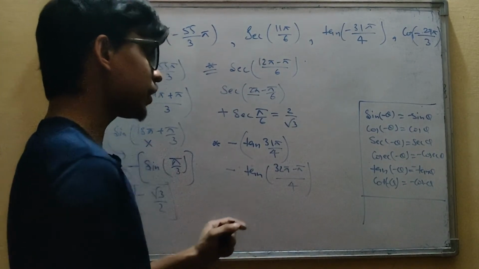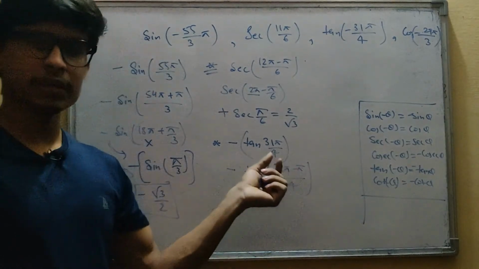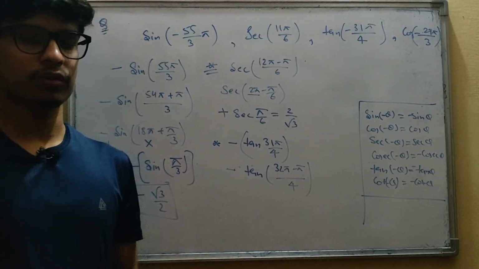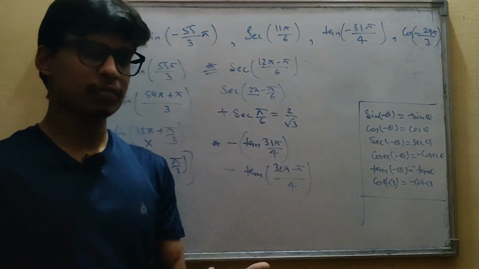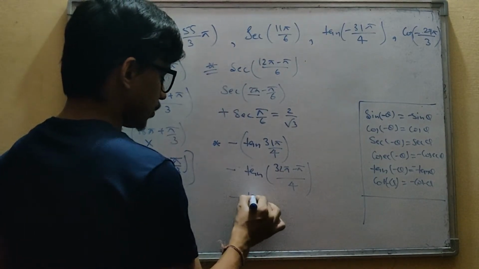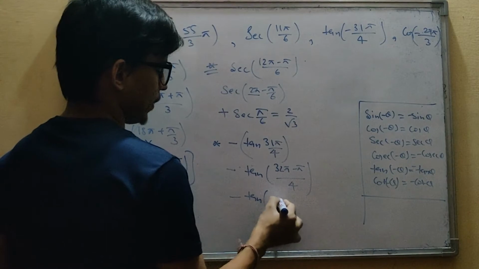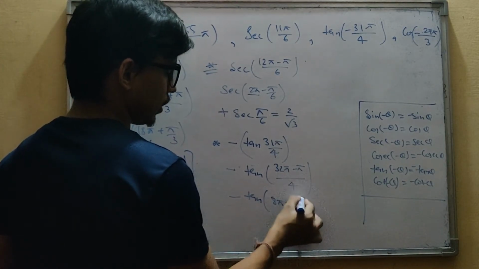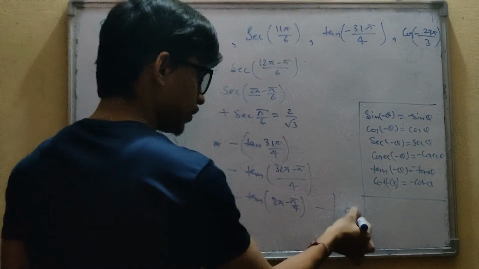So always remember that you have to split it in such a way that it is nearest to the number which is divisible. Means the nearest value to 31 which is divisible by 4 is 32. So now separate it. Then it is going to be tan of 8 pi minus pi by 4, right? So come up with 8 pi. So where will 8 pi be? It will be here, right?